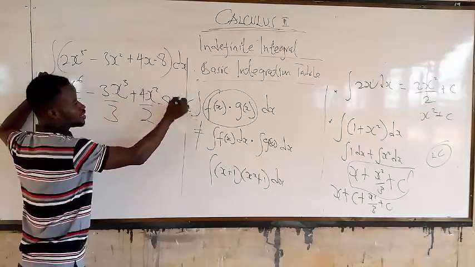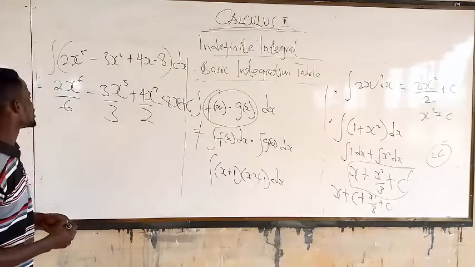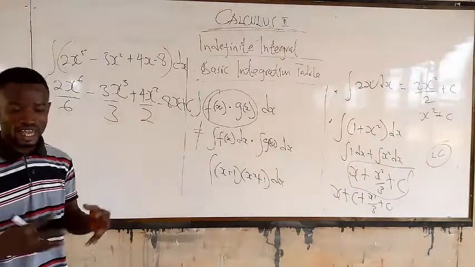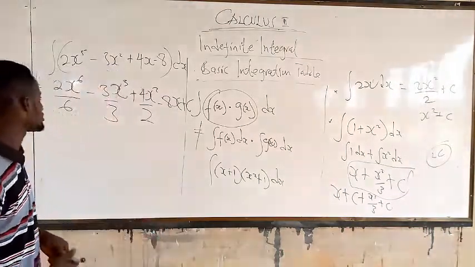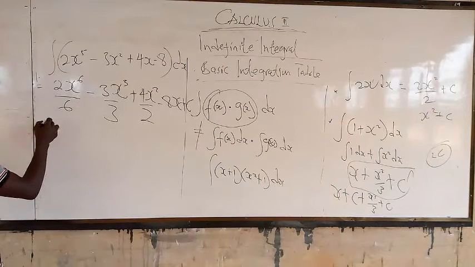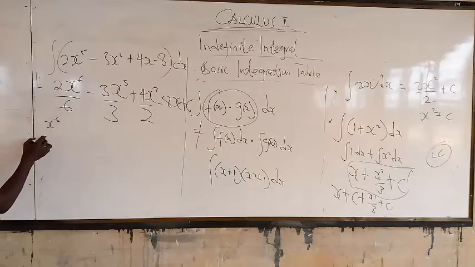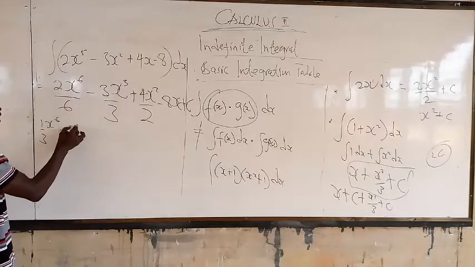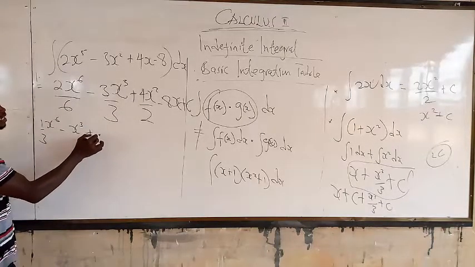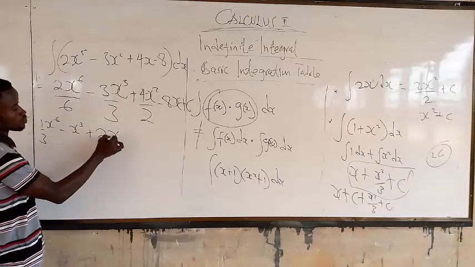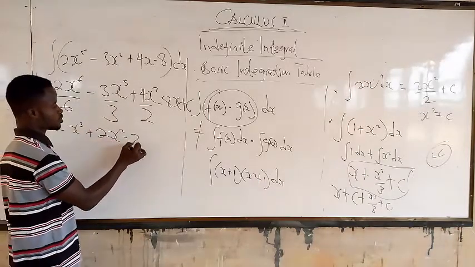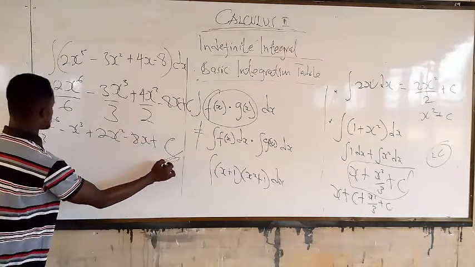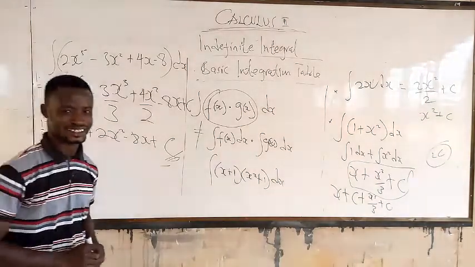Then lastly you add plus what? C. Because even if you repeat plus c plus c plus c, at the end when you add, it's still a constant. Alright, so here you are going to get x to the power 6 over 3 minus this will cancel this, so x to the power 3 plus here this is going to be 2x squared minus 8x plus c. So this becomes your final answer for that.